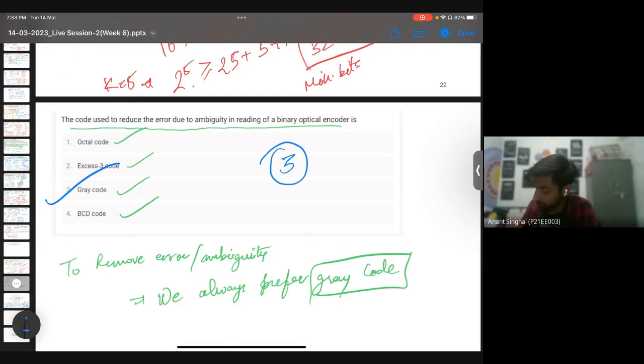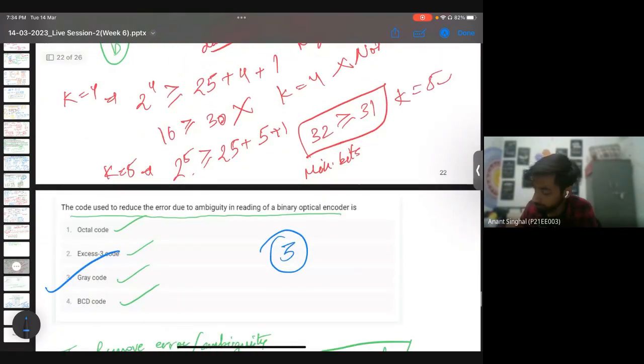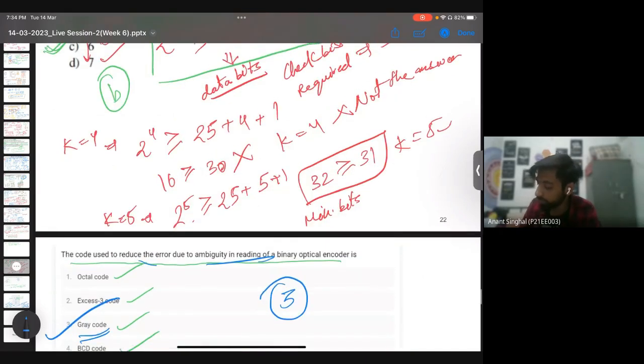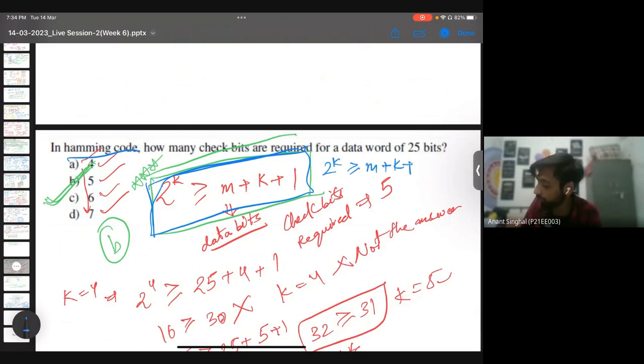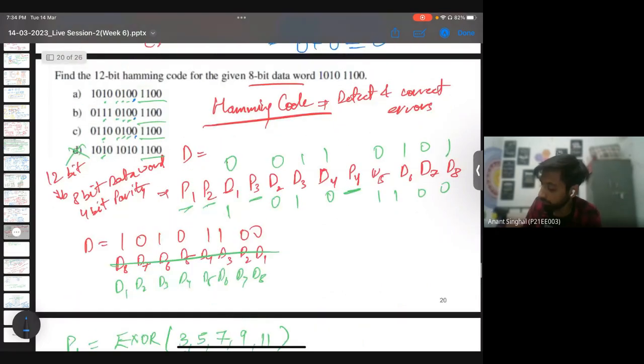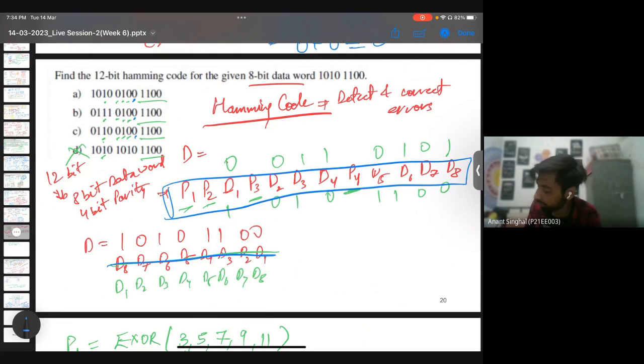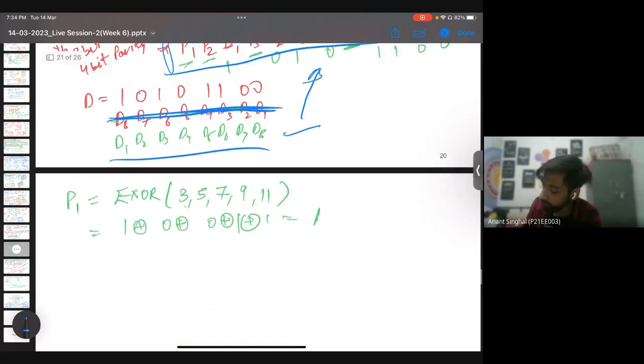So I'll repeat again. Gray code is always used to reduce the error due to ambiguity because of its 1-bit change in consecutive decimal digits. In Hamming code, you need to get familiarized with this condition, which is 2 to the power k is always greater than or equal to m + k + 1. Then again, for the parity, you need to know the sequence of it. This was wrong; this was the correct sequence. Then you just need to calculate the parity bits by the following relations.